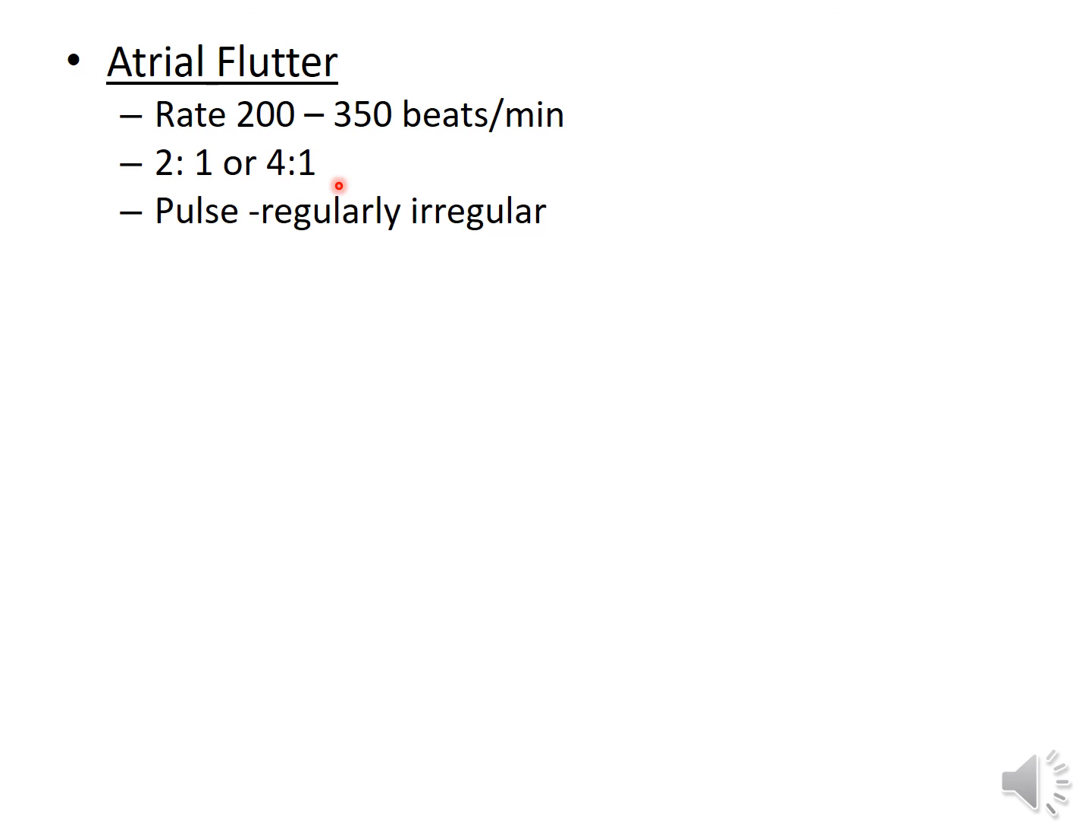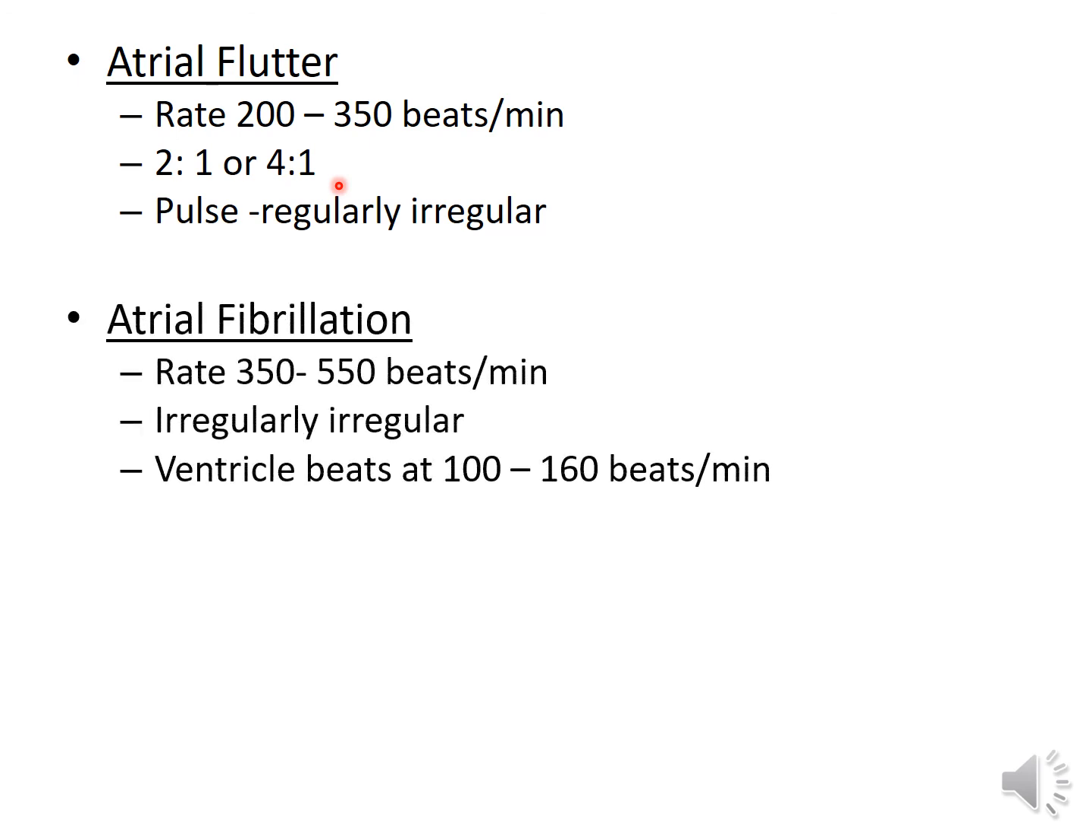So though the pulse is not normal, it is irregular, but there is a regularity in the irregular pulse. Another type is atrial fibrillation, where the firing rate is still higher, so it is 350 to 550 beats per minute, but there is no regularity. Any random beat may be conducted, or there may be any random drop beats. So the pulse is irregularly irregular.